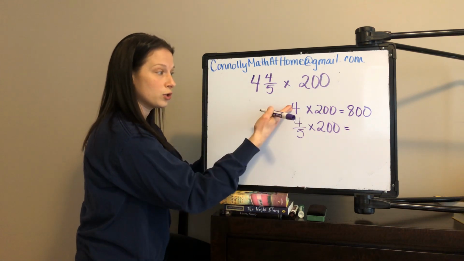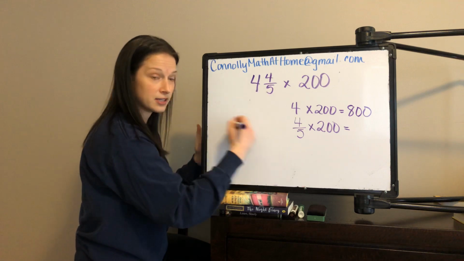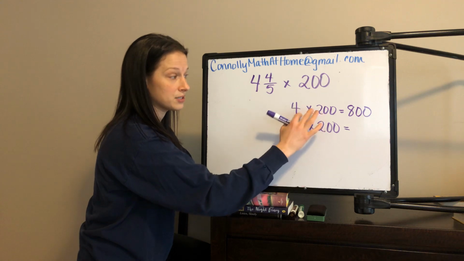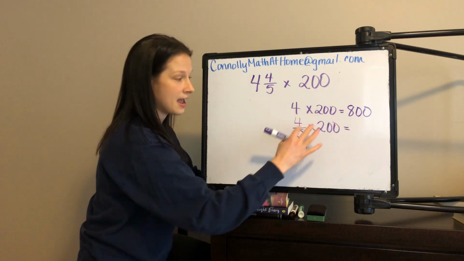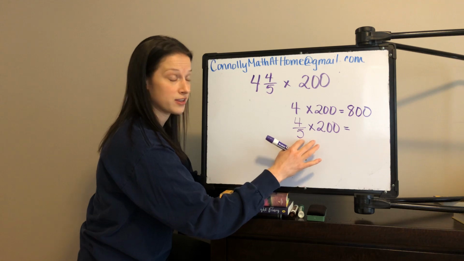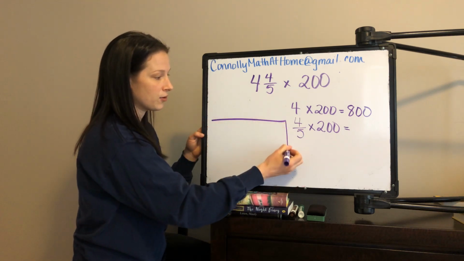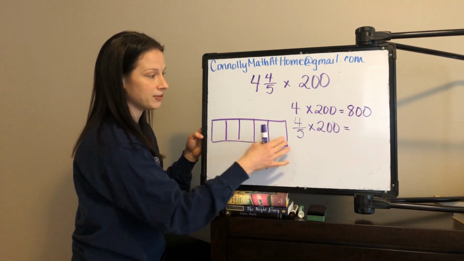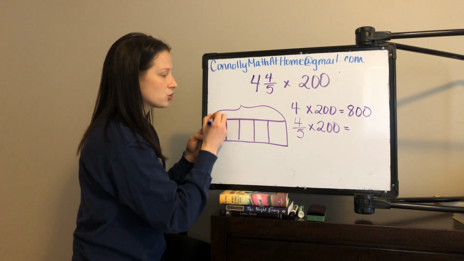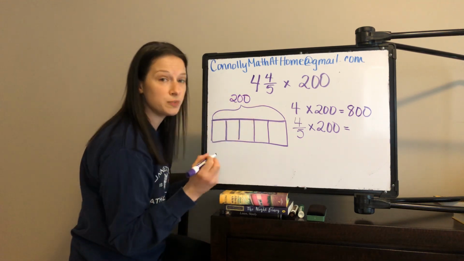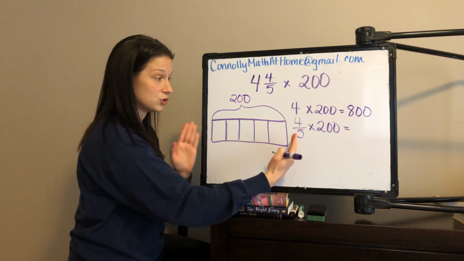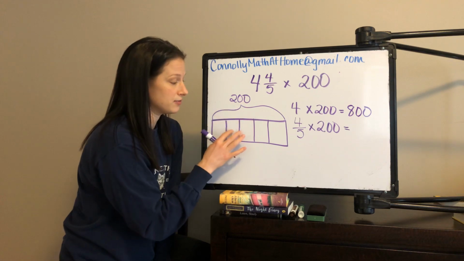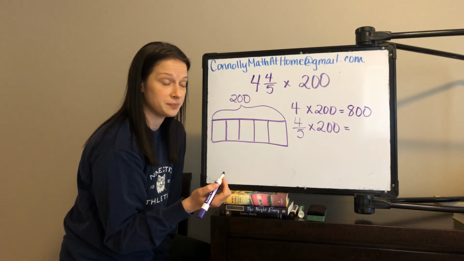So you could draw the 4 whole fraction bars if you need to, okay? Or you can take out the whole number and do the whole number times the whole number, and then draw your fraction bar for 4/5 of 200. So that's what I'm going to show here, okay? So I have 1, 2, 3, 4, 5 equal parts. I know that this whole track has to equal 200 meters, okay? And I need to figure out, if I split 200 into 5 equal parts, how much is each part, okay?